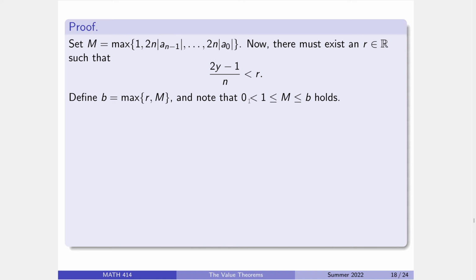Okay, so first thing to note, obviously, of course, we sneaked the 1 in, so we know that m is bigger than 1. So that means that b is, first of all, positive, and also bigger than 1. Now, 2y minus 1 over n plus 1 is... I'm missing a plus 1 there.